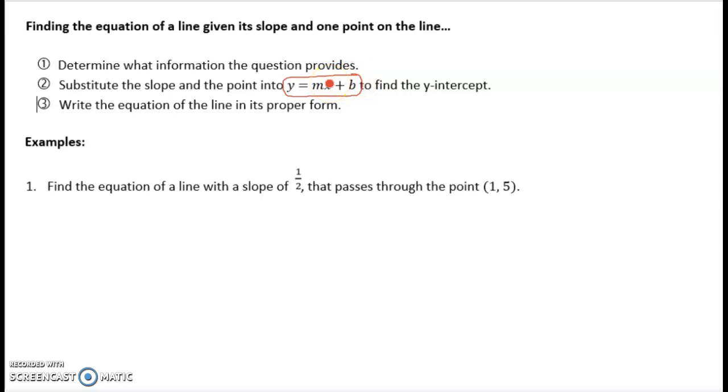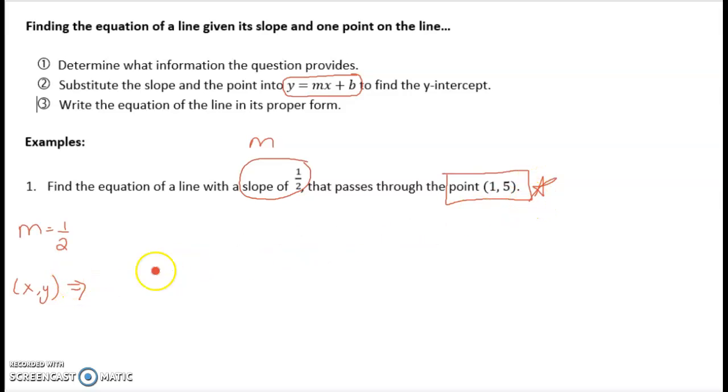Okay, so y equals mx plus b. So the first one, it says find the equation of a line with the slope of positive 1/2. Okay, so we know that's our m. And then we have our point. So slope equals positive 1/2. And then we have an xy coordinate of, right here, 1 and 5.